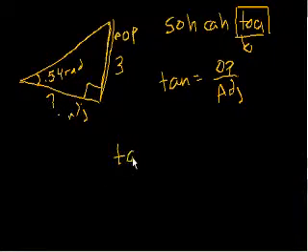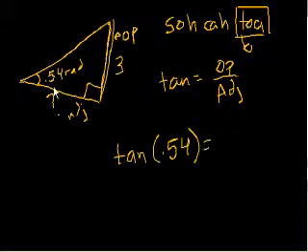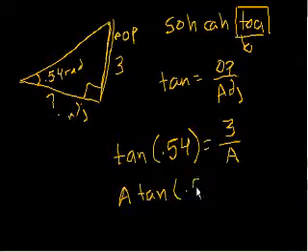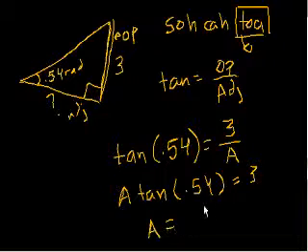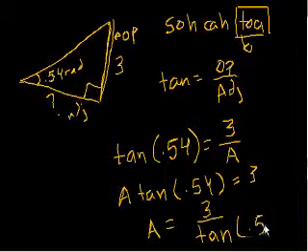So the tangent of 0.54 will equal the side opposite to it. So that's 3, right? The opposite side is 3 over the adjacent side. Well, once again, the adjacent side is what we don't know, so we have to solve for a. So if we multiply both sides by a, we get a tan of 0.54, and we can do that because we know it's not 0, equals 3. Or a is equal to 3 divided by the tangent of 0.54.